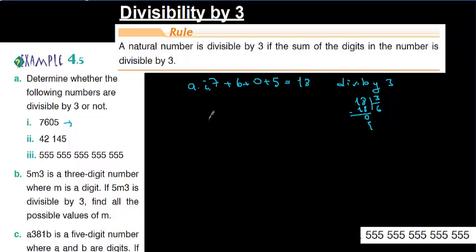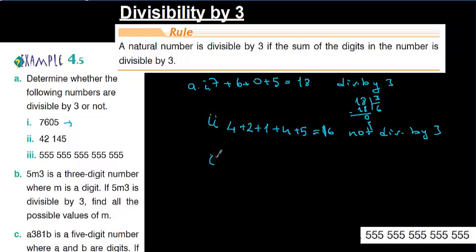Okay, the second one is 42,145, but we are not going to write the number, we are going to add the digits. 4 plus 2 is 6, plus 1 is 7, plus 4 is equal to 11, plus 5 is equal to 16. If the sum is 16, it means that the number is not divisible by 3, because 16 is not divisible by 3.